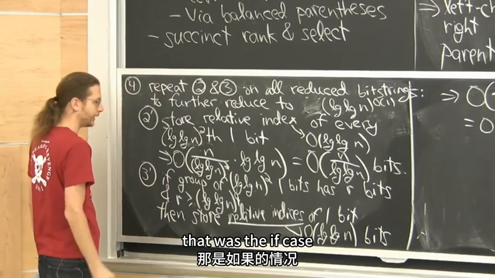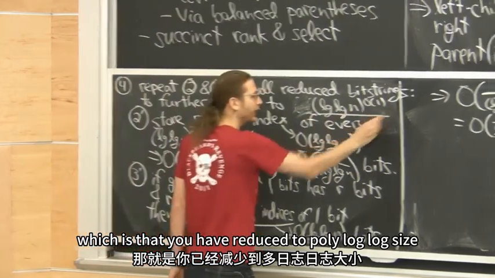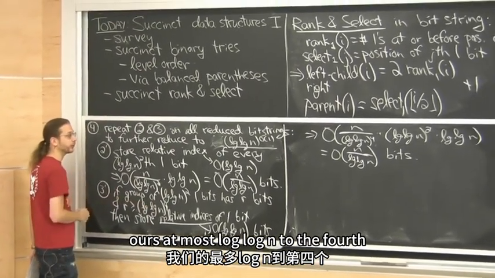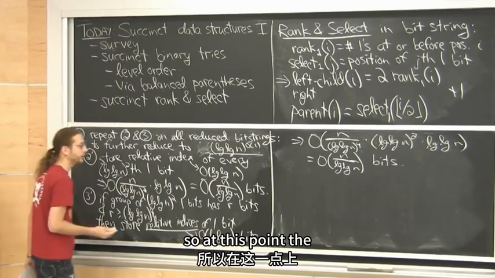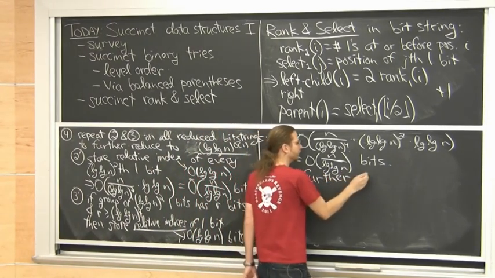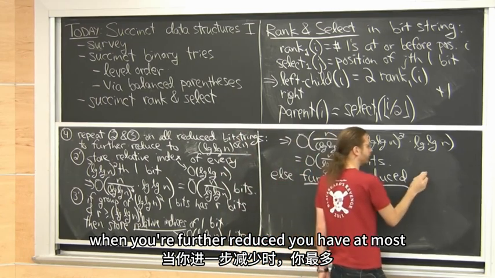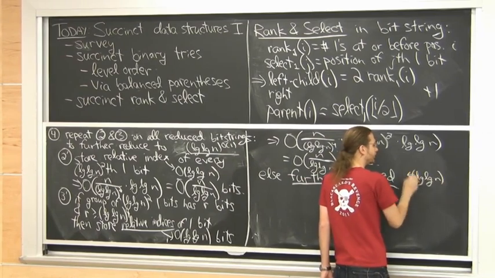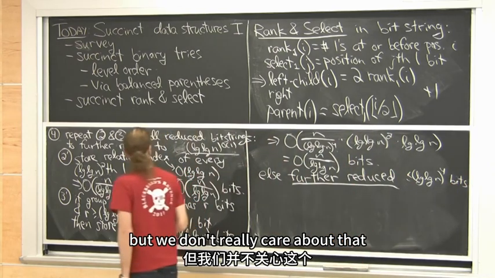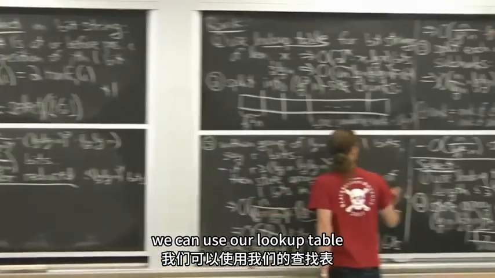Okay. That was the if case. There's the else case, which is that you have reduced to polylog size. Namely, in the dense case, you have r is at most log n to the fourth. So else, you are further reduced. When you're further reduced, you have at most log n to the fourth bits, and at most log n squared of them are 1 bits, but we don't really care about that. Once we're down to a bit vector of polylog size, we can use our lookup table, and we're done.